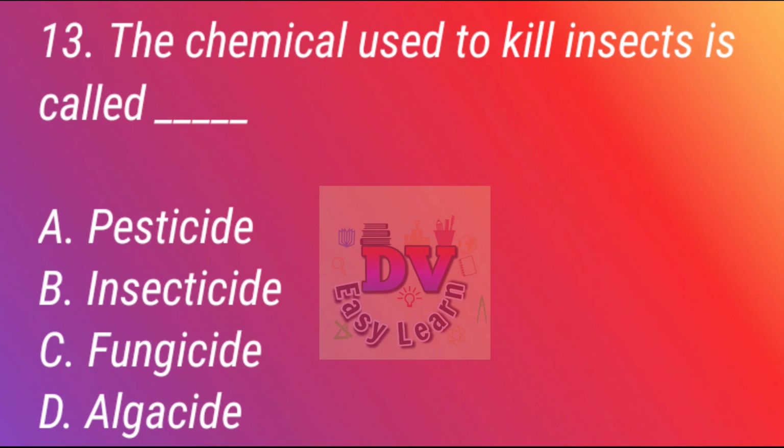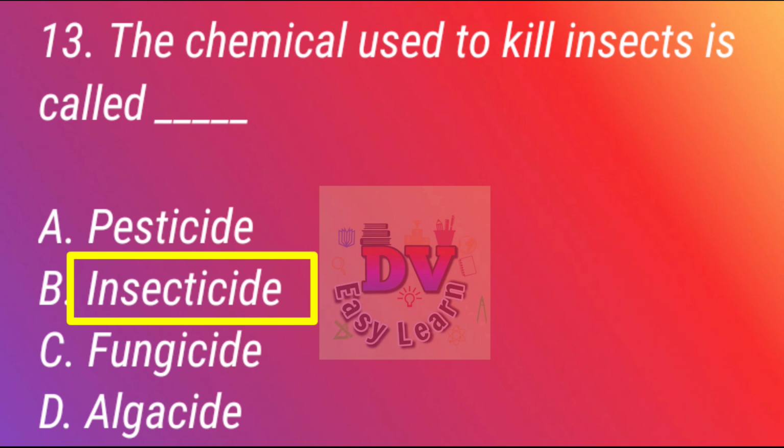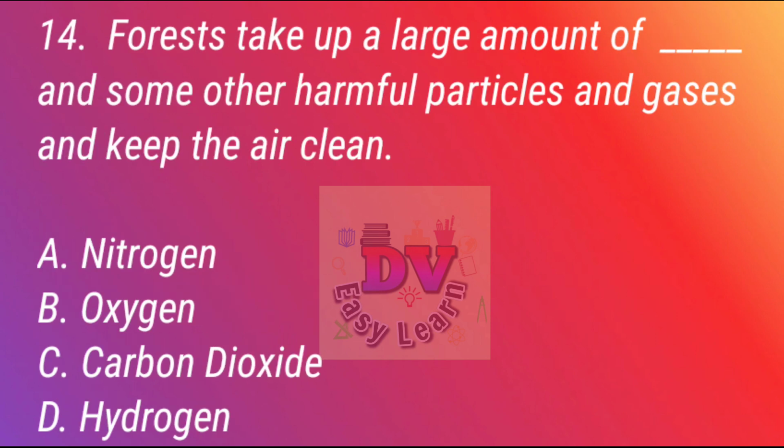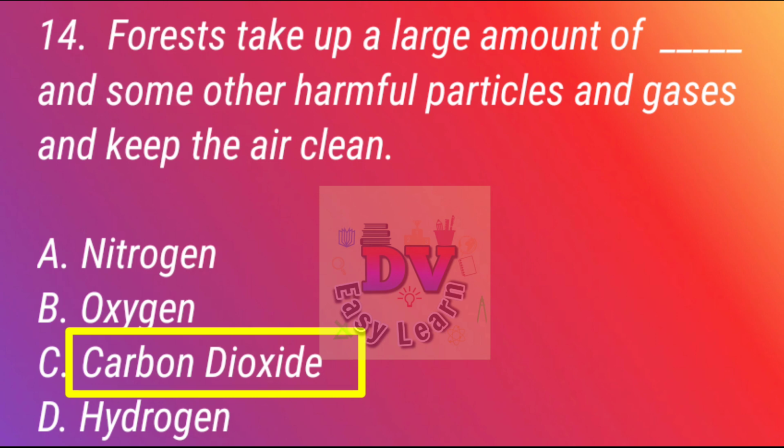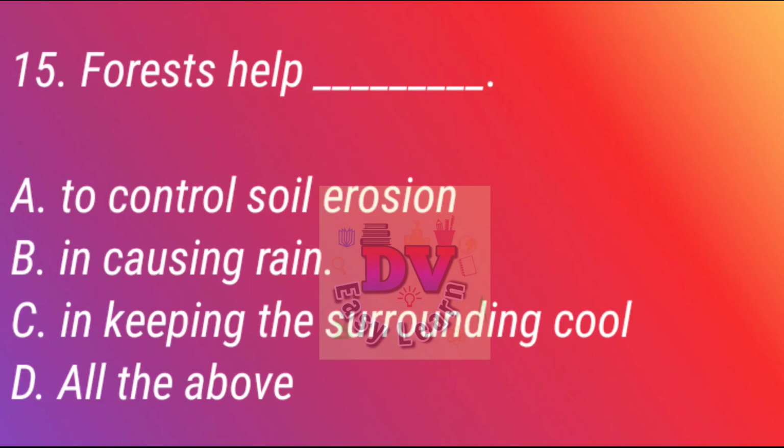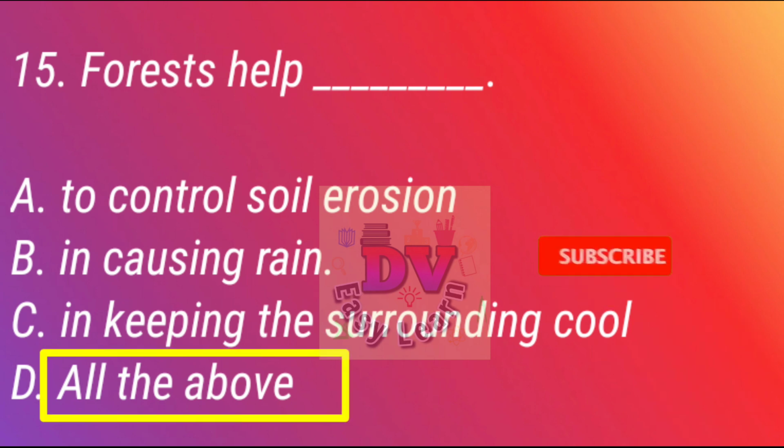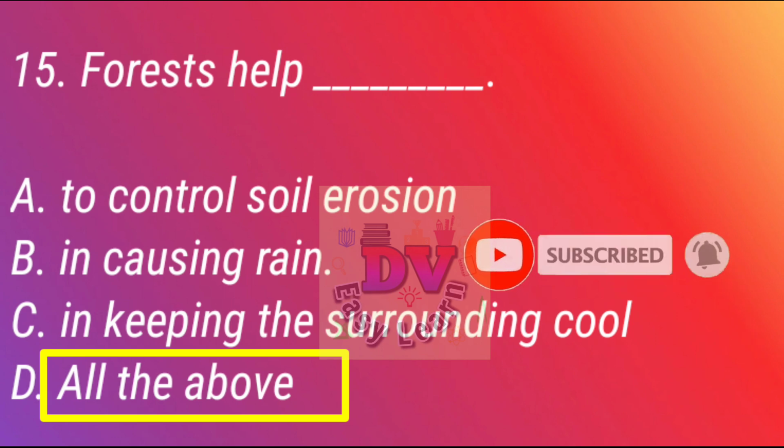Question number 13. The chemical used to kill insects is called. Correct answer, insecticide. Question number 14. Forests take up a large amount of dash and some other harmful particles and gases and keep the air clean. Correct answer, carbon dioxide. Question number 15. Forests help dash. Correct answer, all the above. To control soil erosion, in causing rain, in keeping the surrounding cool.